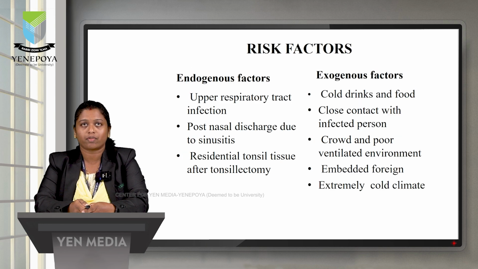Next is about the risk factors, or in other terms we call them predisposing factors. It is categorized into two: endogenous factors and exogenous factors. Endogenous factors are also called internal factors, where something is wrong within the body system. So here the first one is a person who is suffering with an upper respiratory tract infection. They are prone to develop tonsillitis.